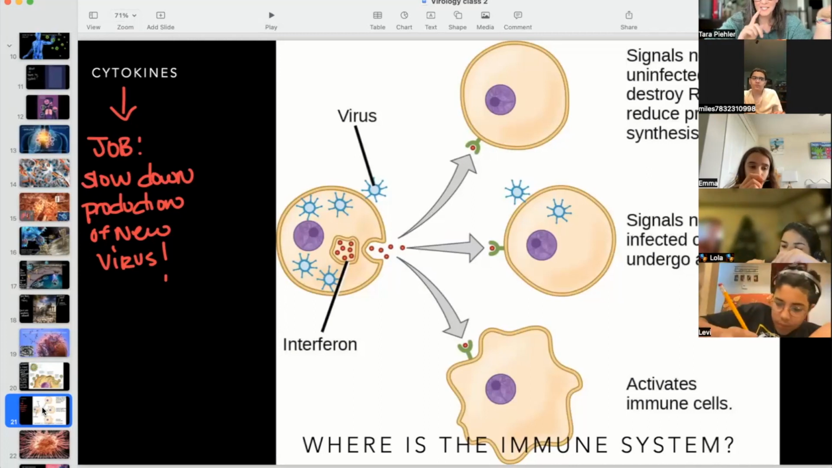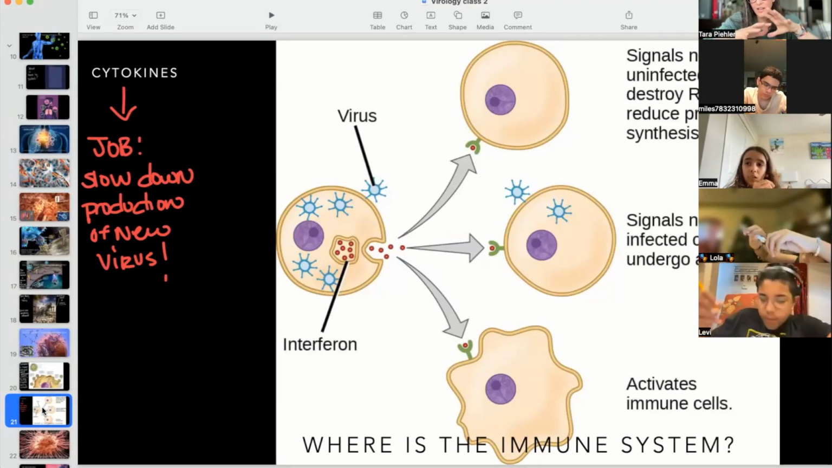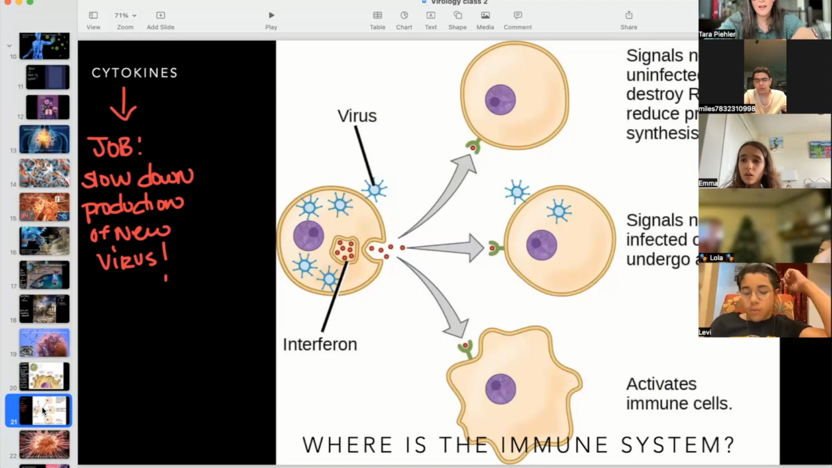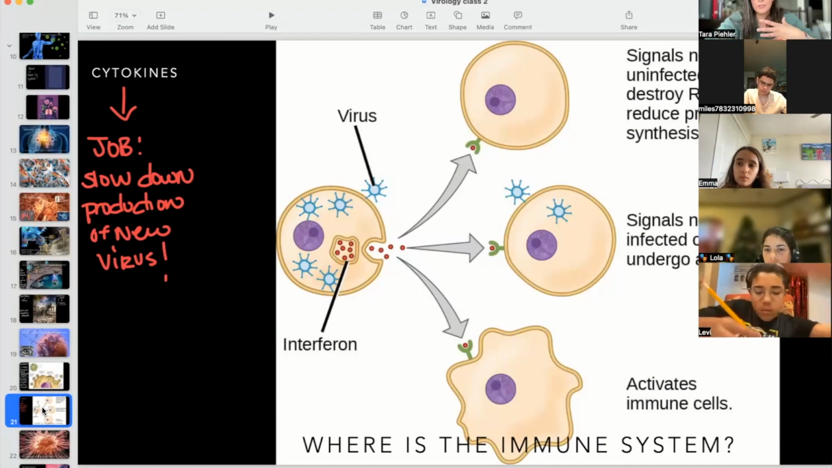Cytokine, and that was an interferon cytokine. So this is our cell, this is our cytokine. Can you see it on the screen? This is the one that's going to slow down the production of a virus. Sometimes it signals other cells to destroy themselves if they see something in there, but it's definitely going to activate. This is our first line of defense.